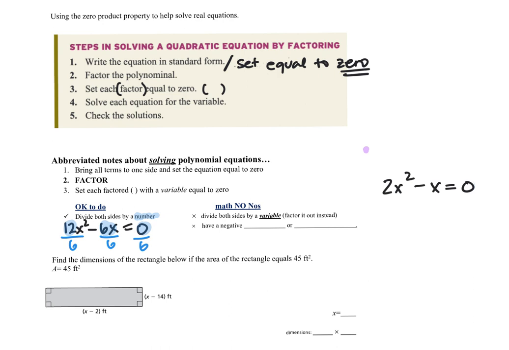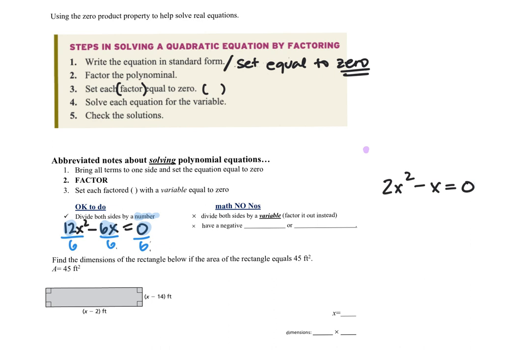You are totally allowed to divide by a number should you want to. What you are not allowed to do is divide by a variable. That is a definite no-no. So if I wanted to divide everybody by x, the reason you're not allowed to do that is because when you do that, there's a very good chance you're actually dividing by 0 and not knowing it, which is not allowed. And you're also losing a solution, either the second solution or a solution. So we don't want to divide by variables. We want to factor them out.